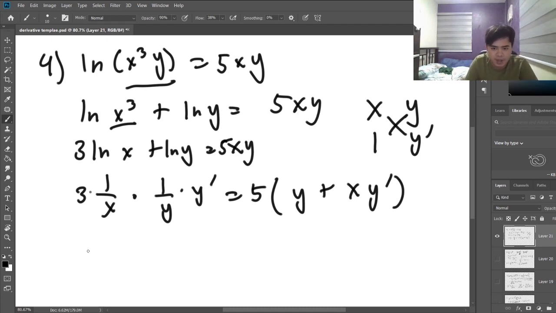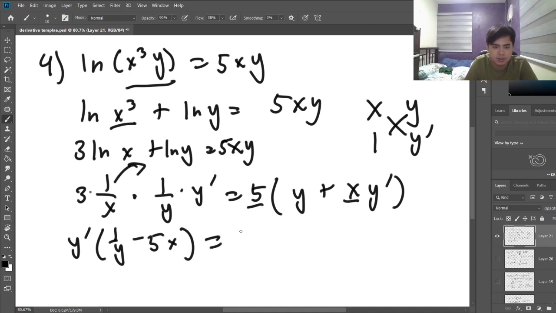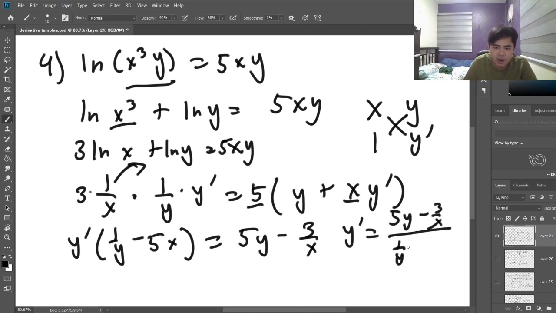And then next step, we have to isolate everything that has y prime on one side. So we get y prime times 1 over y, and then we subtract 5 times x, so 5x, equals, well, we put this to the other side, so we get 5y minus 3 over x. So let's find y prime by dividing both sides. So we get 5y minus 3 over x, over 1 over y minus 5x.